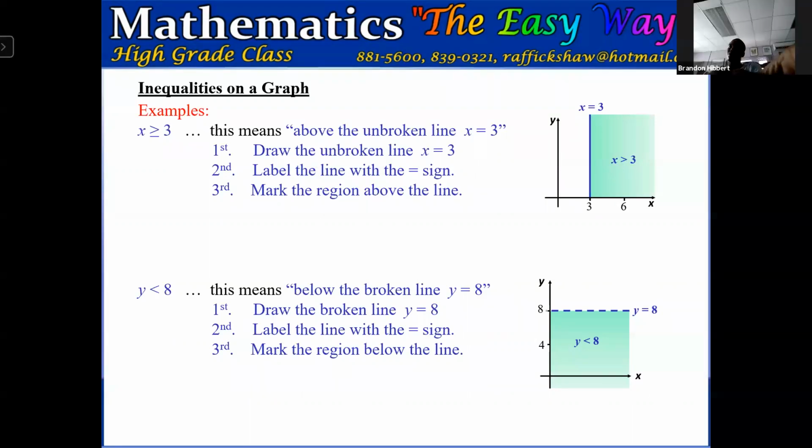So far, so good. Excuse me, sir. Yeah. So when it's greater than, it goes across. When it's less than, it goes above.